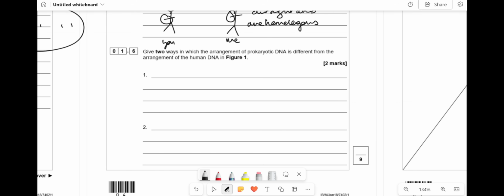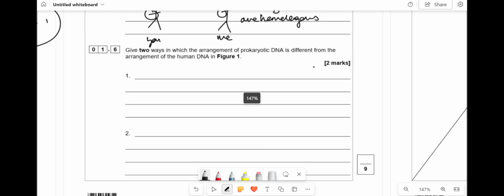So now it says, give 2 ways in which the arrangement of prokaryotic DNA is different to the human DNA in figure 1. Well, first of all, prokaryotic DNA is circular instead of linear as in eukaryotes. As well as that, there are no histones. Other things you could say as well are that prokaryotes have one big molecule of DNA, and they could also have plasmids too.